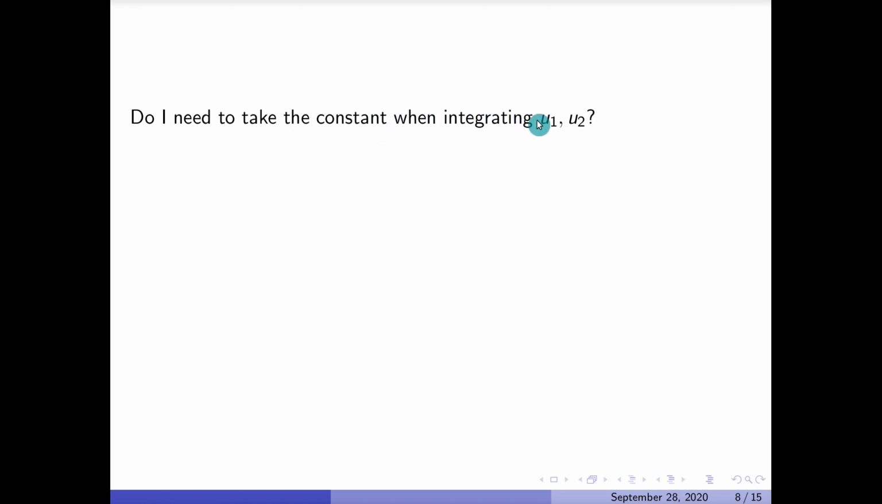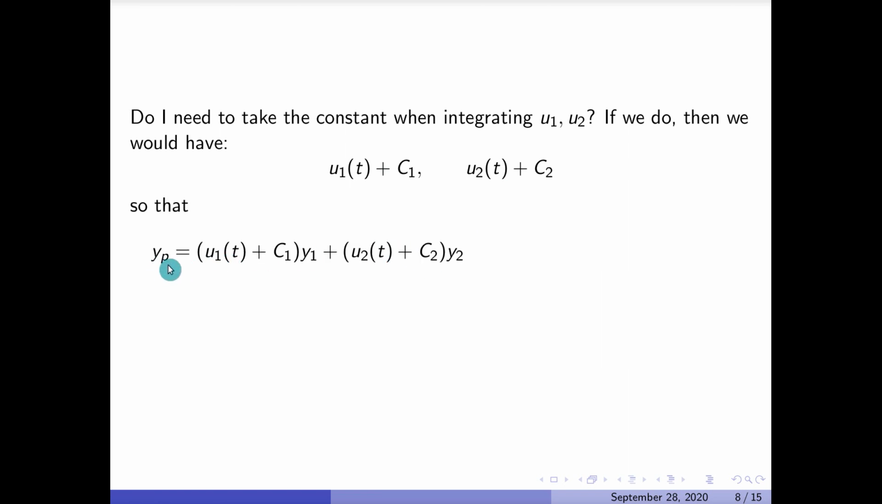I might say, when we're integrating u1 and u2, do we need to include the constant? What happens if we do? Well, notice that when you're computing y sub p then, if you have that extra constant in there, do you see what's going to happen? You're just going to be including c1 y1 plus c2 y2 in the particular part of the solution, but you don't need to, because these things evaluate to 0 using the differential equation, right? And so you don't need the constants when integrating u1 and u2.